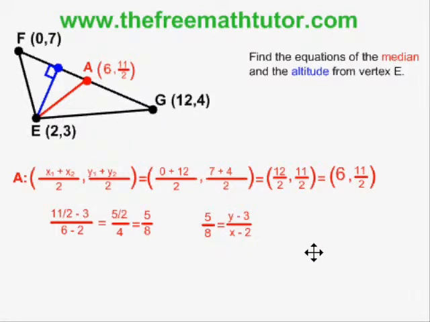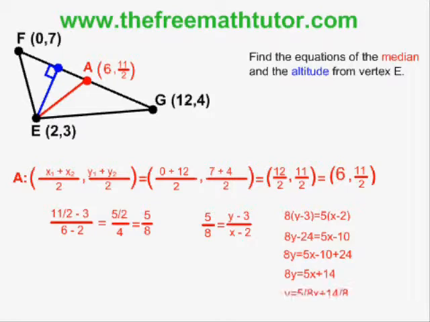Cross multiplying, this gives me this expression, 8 times y minus 3 is equal to 5 times x minus 2. And I simplify that and give my equation in the form ax plus by plus c equals 0 or y equals mx plus b, whichever I prefer. In this case, I prefer y equals mx plus b, so I am giving my final answer for the equation of the median as y equals 5/8 x plus 14/8.